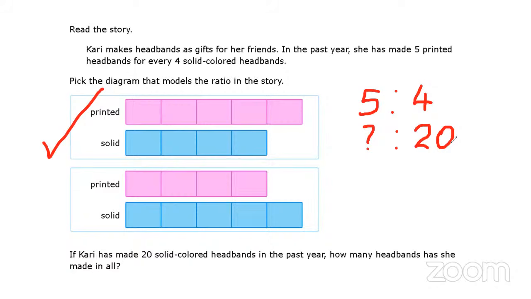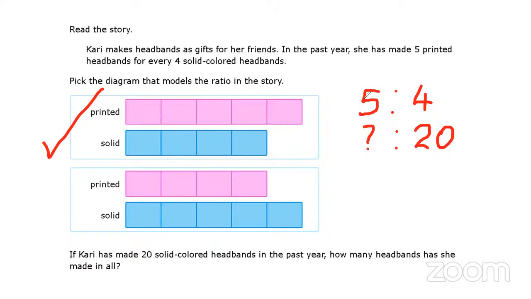So we have 20 divided by 4. So we divide 20 by 4. Nicola Harrison is saying, and that's 5. And then we multiply that 5 by this 5 here to get how many printed she made. So 20 divided by 4 is 5, sorry. And 5 multiplied by 5 is 25.